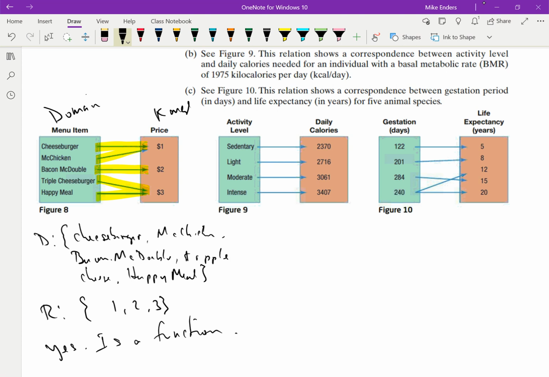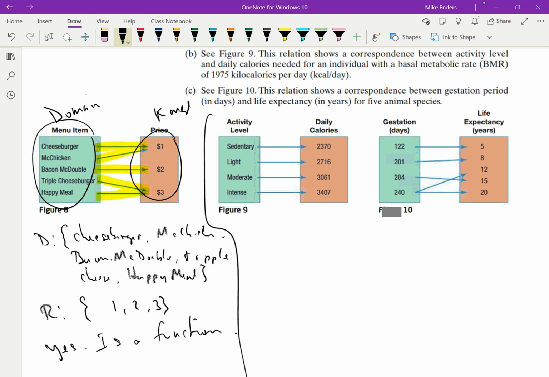One of the things to point out is that my menu items, none of those can repeat. My pricing items, they can. For every menu item, I can only have one price, but that same price can be the same for multiple menu items. $1 for a cheeseburger and $1 for a McChicken is okay, but $1 for a cheeseburger and also $2 for another cheeseburger doesn't make any sense. So for every domain value, if there's only one item associated with it, then it can be a function. We cannot repeat our domain values. We can, however, repeat our range values.